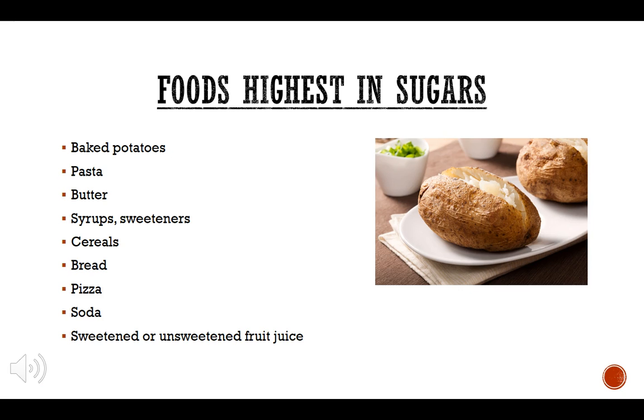Foods highest in sugars are baked potatoes, pasta, butter, syrups, sweeteners, cereals, bread, pizza, soda, sweetened or unsweetened fruit juice.